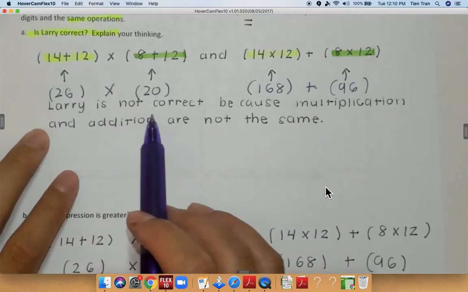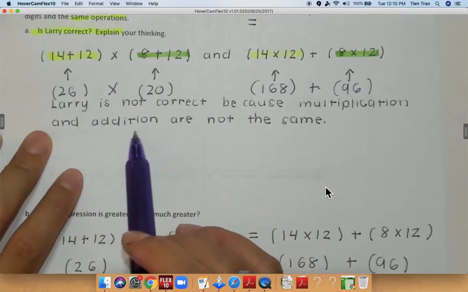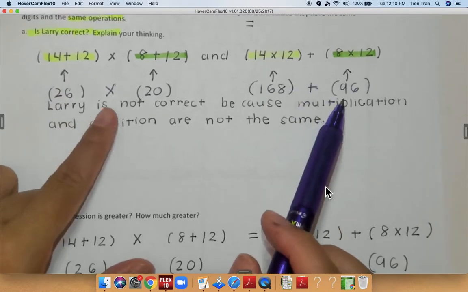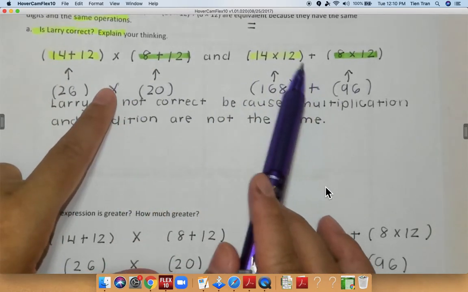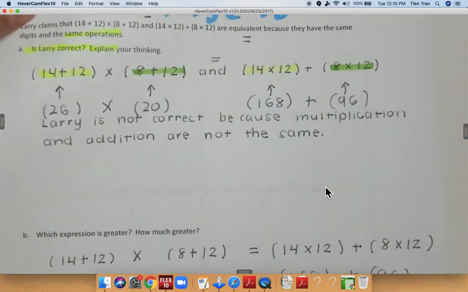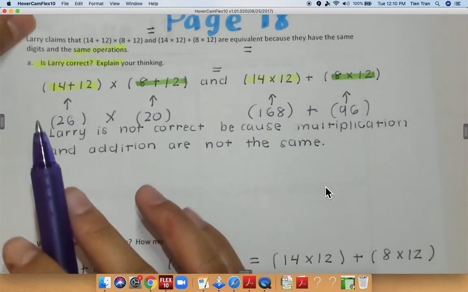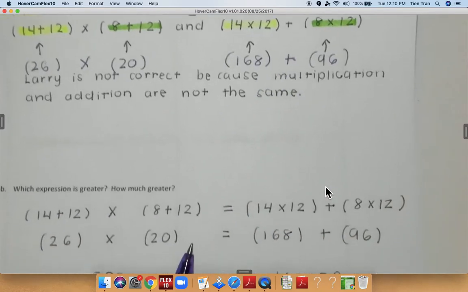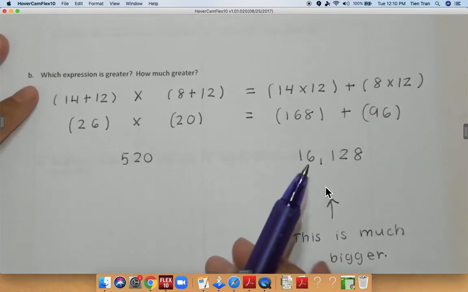Okay, so Larry is not correct because multiplication and addition are not the same. There is no way that these expressions are equivalent or equal to each other. There's no way that they are the same because when I'm adding and when I'm multiplying, it's going to give me a different answer. Okay? So now what about problem B?